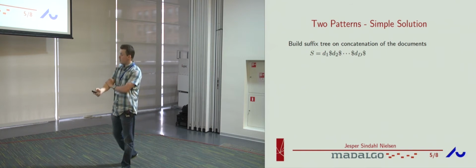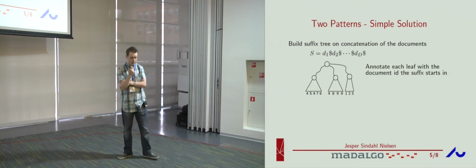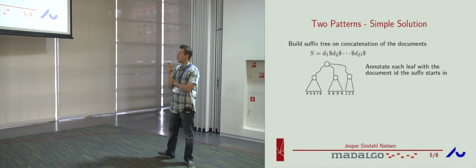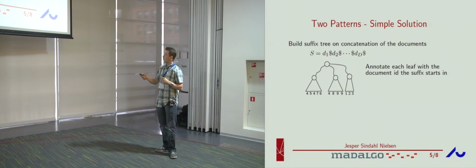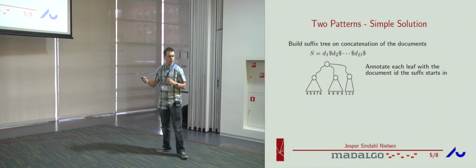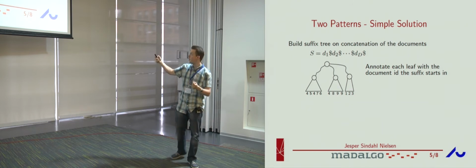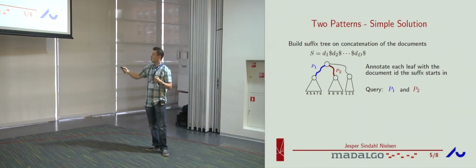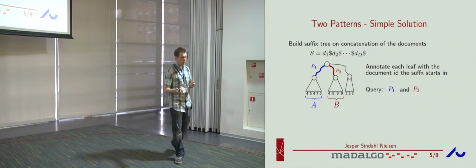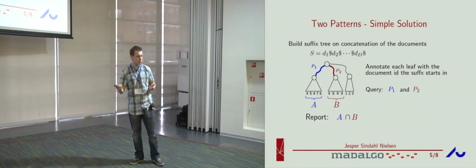Okay. So why should we think that this two-pattern query problem should be hard? Intuitively, let's do a really bad solution. We're going to take our collection of documents, build the generalized suffix tree, and then at every leaf, we'll write the document ID, meaning which document that suffix corresponds to. Then we get two patterns, and we want to report all the documents that occur here and here. So what is this essentially? If we make them out to be sets, then what we want to compute is the intersection. So this is why, intuitively, this problem should be hard.